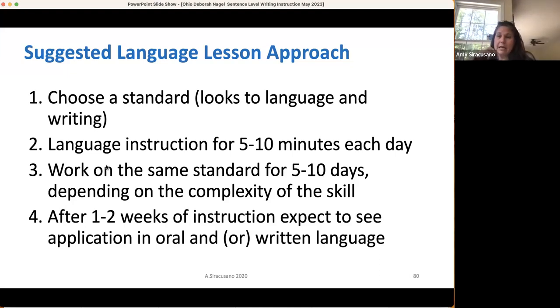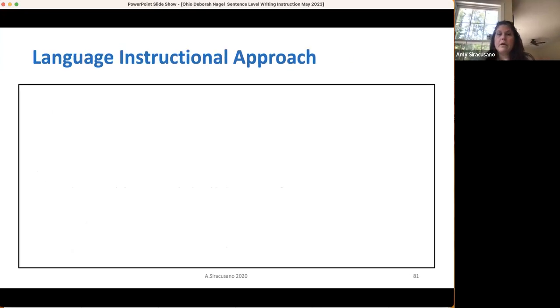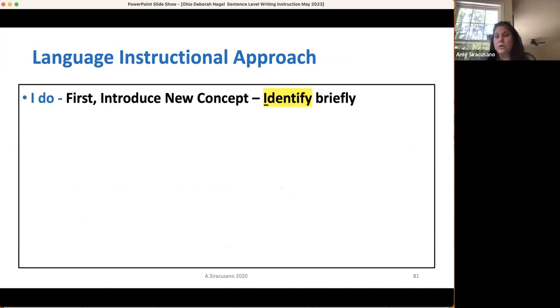We're going to rethink how much time we dedicate to language instruction. And instead of doing a full 30, 40-minute lesson, we're only going to allow ourselves 5 to 10 minutes a day. We're going to work on one skill or one standard for 5 to 10 days, 1 to 2 weeks of instruction, moving from oral language into written language. All right. So this is what the sequence of instruction might look like.